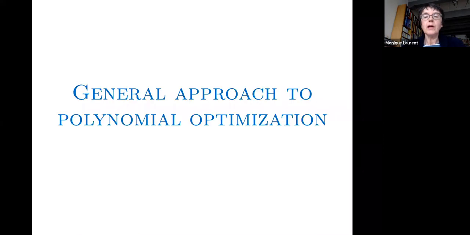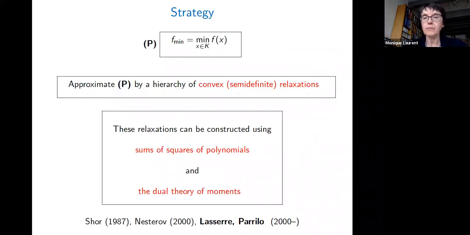Okay, so I think now after this general introduction, let me move to a general approach to polynomial optimization. On top, you have again this polynomial optimization problem where we want to find the minimum value taken by a polynomial f over a feasibility region defined by polynomial inequalities. This is a hard problem, and the strategy is to approximate it by a hierarchy of convex, in fact semi-definite relaxations, which will be constructed using either sums of squares of polynomials or the dual theory of moments.